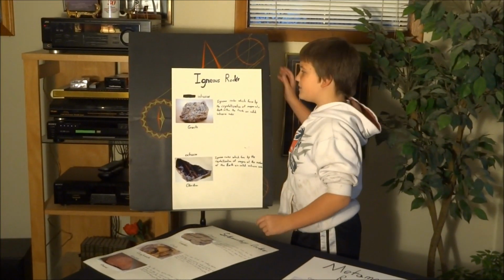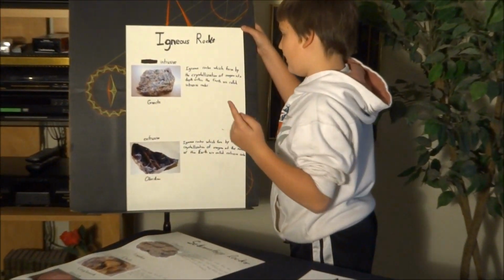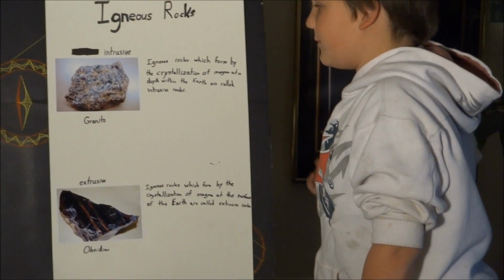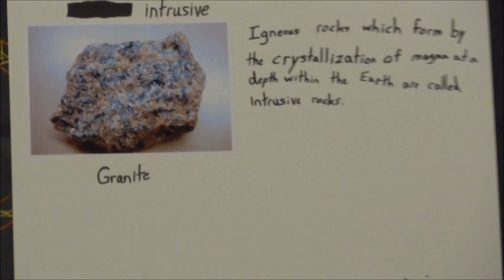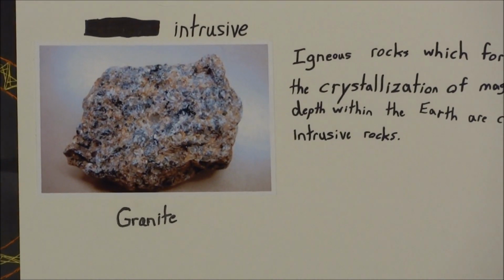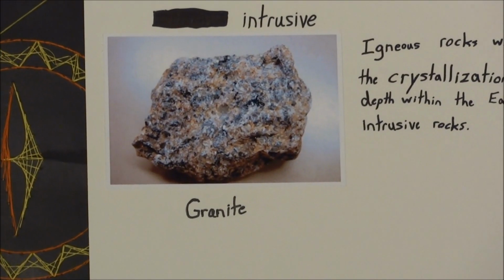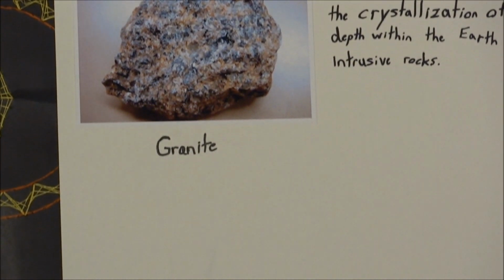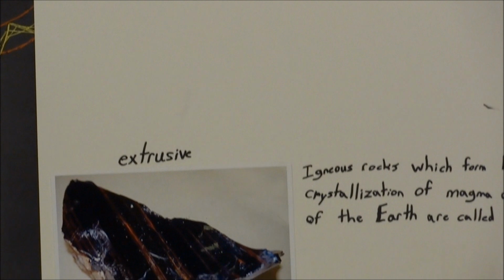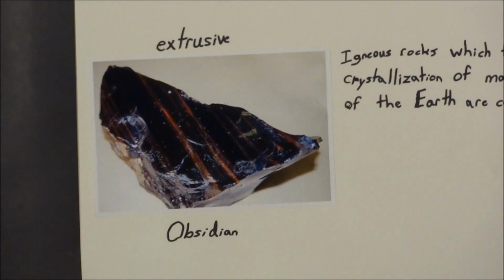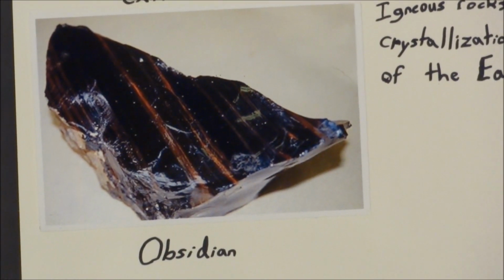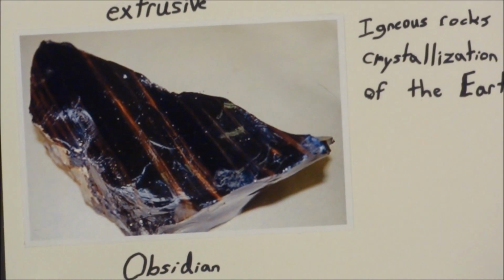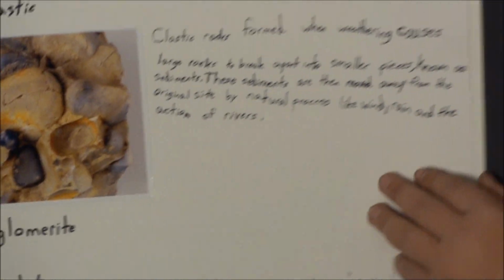Alright, here are igneous rocks, and there are intrusive and extrusive rocks. Igneous rocks which form by the crystallization of magma at depth within the earth are called intrusive rocks, which you can see is granite. And igneous rocks which form by the crystallization of magma at the surface of the earth are called extrusive rocks, like obsidian. I know basalt's the most common one, but who likes basalt? I mean, look at obsidian. It's amazing.